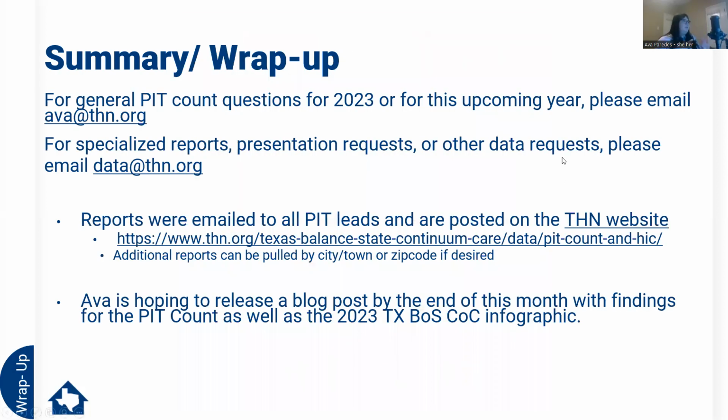So, to just quickly wrap up, I want to mention which email to contact, depending on what you're looking for regarding your PIT data. For general PIT count questions for 2023 or for the upcoming year, we're always thinking about the next year, 2024, please email me at ava@thn.org. That's just my first name @thn.org.